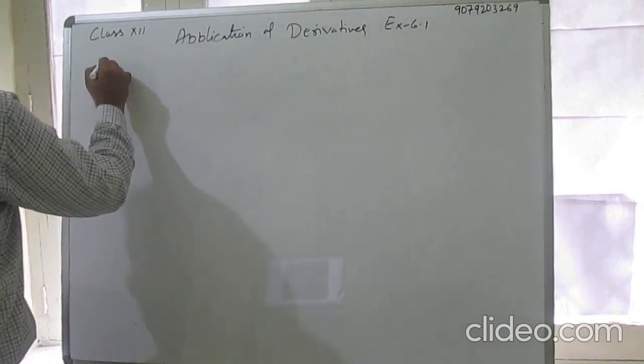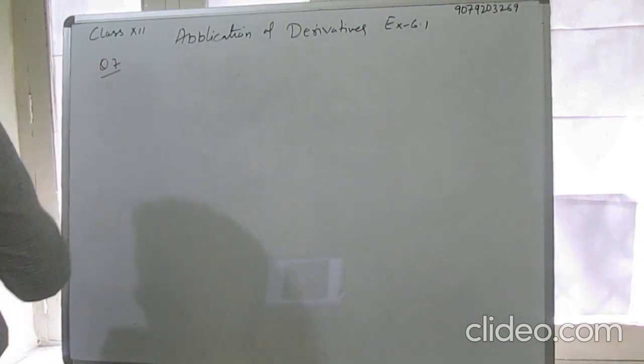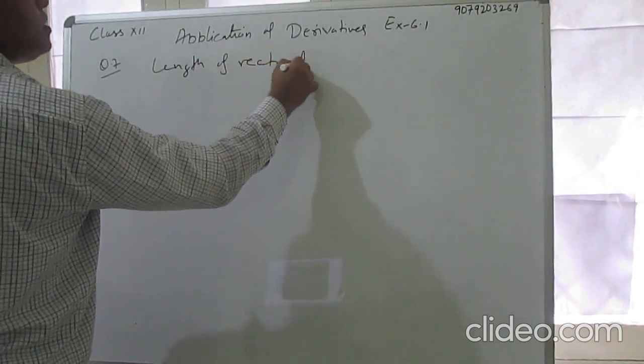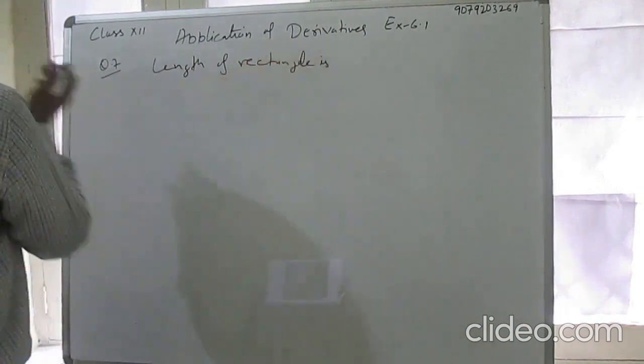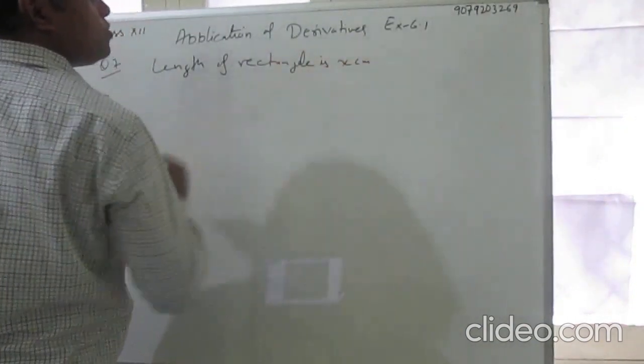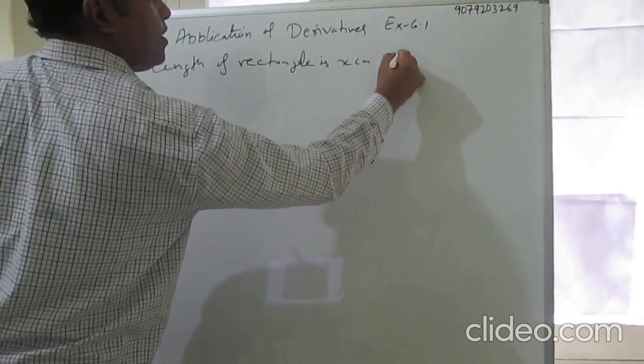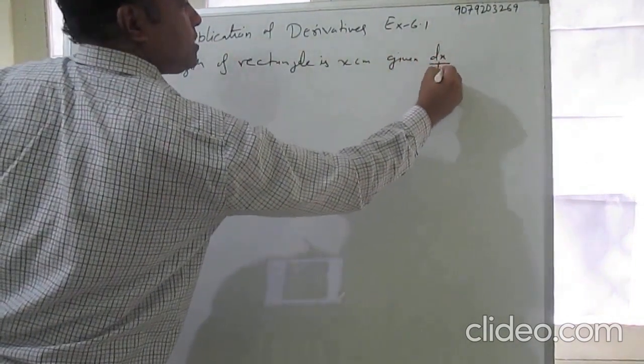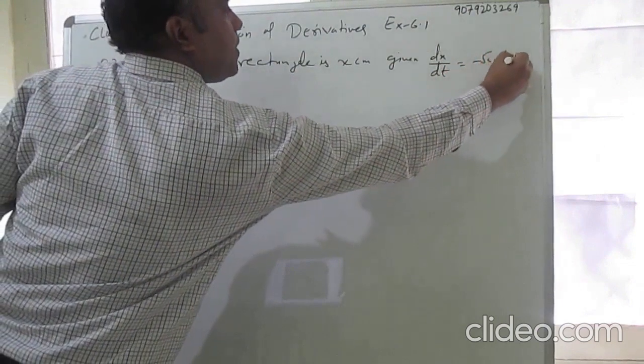Question number 7. See here, the length x of a rectangle is decreasing at the rate of 5 centimeter per minute and the width y is increasing at the rate of 4 centimeter per minute. So length of rectangle is x centimeter. It is given to you, it is decreasing. dx by dt is given to you minus 5 centimeter per minute.